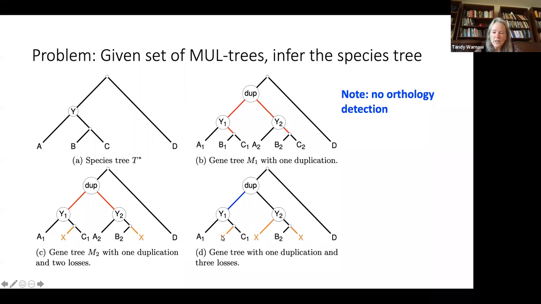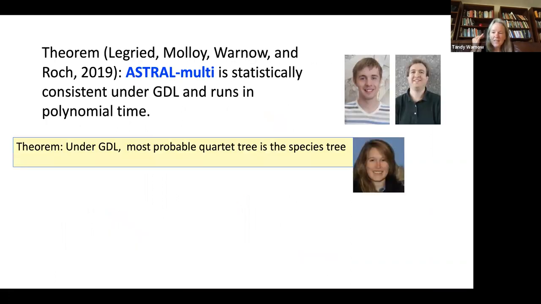But this one is even harder. You lose B1, you lose A2, and you lose C2. Now you have A1, C1, B2, and D. It's a single copy gene tree. You might think that this is the species tree, but it's not. So if you have enough loss, you can mess it up. So given the set of gene family trees, can we estimate the species tree? The first proof of anything being statistically consistent came in 2019, where the basic theorem was: under gene duplication and loss, under some natural models of gene duplication and loss within species trees, the most probable quartet tree is the species tree.